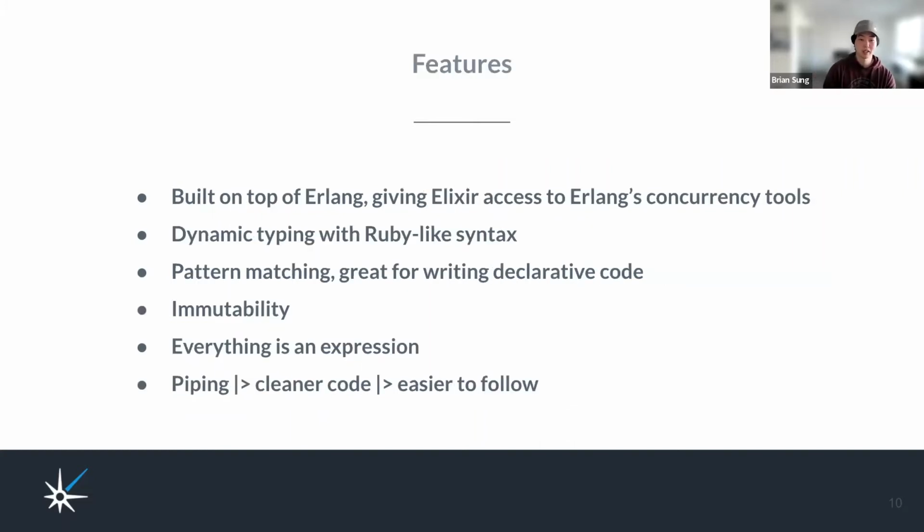So some features about Elixir is that it's built on top of Erlang, so that gives Elixir access to all of Erlang's concurrency and low latency tools and stuff like that. It's dynamically typed with Ruby-like syntax, so that's what I really like about it, because before I did Elixir, I knew Ruby, so it wasn't that hard to get into the syntax. More so just the paradigm was a lot different, but the syntax is very similar.